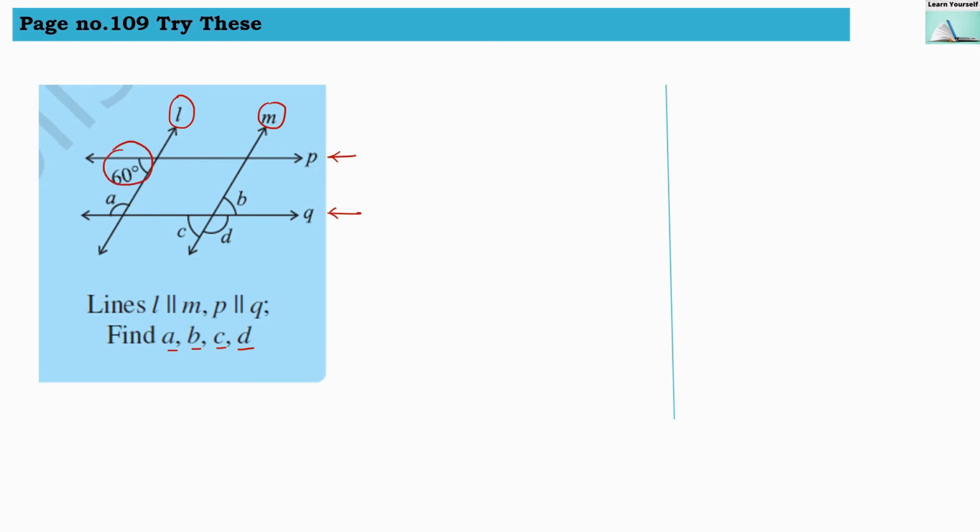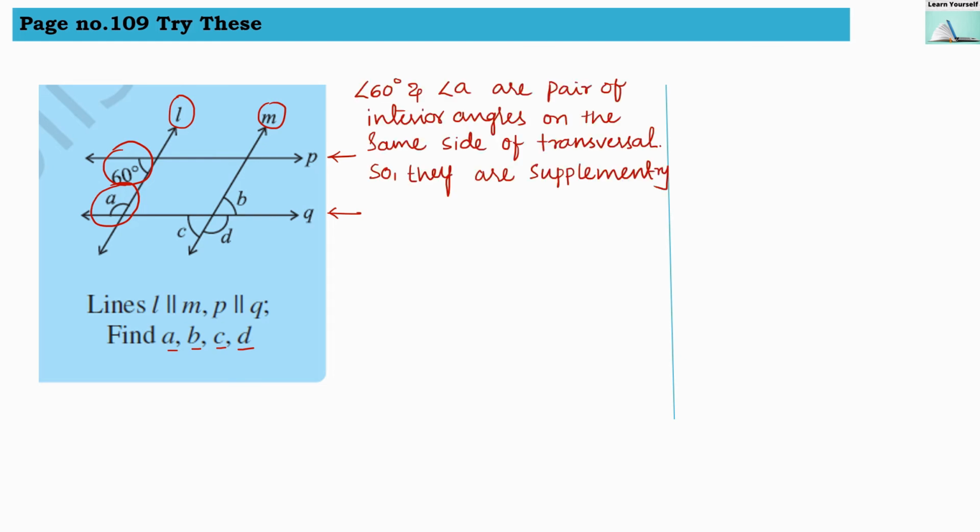First angle whose measure is 60 degree and second angle whose measure is A. Now these two angles are a pair of interior angles which are on the same side of the transversal. So they are supplementary. As they are supplementary, 60 degree and angle A should add up to 180 degree in total. So angle A equals 180 degree minus 60 degree, which will give us the measure of angle A, and that is 120 degree. So this is going to be our first answer.